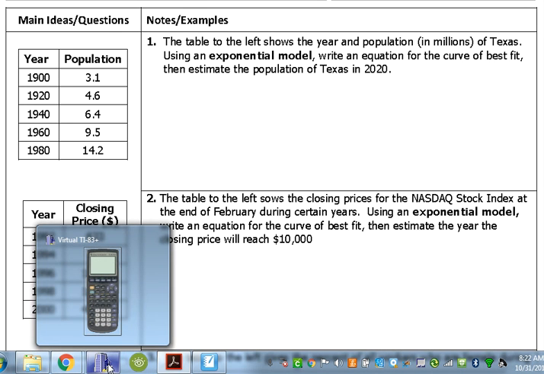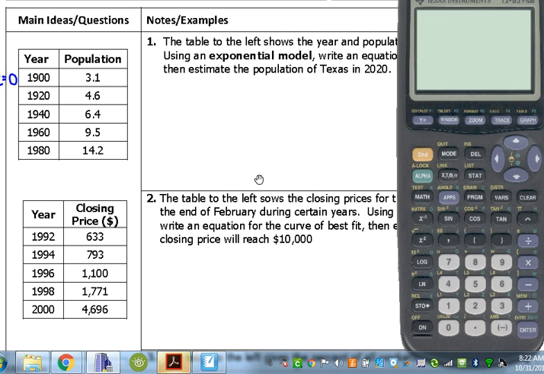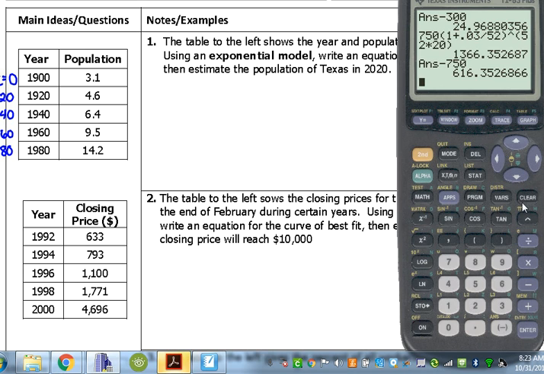So let's put our data into our table, but first of all, let me just show you something that makes things a little bit easier. Instead of typing in 1900, 1920, 1940, usually they'll tell you to do this in a problem, they'll say let 1900 be t equals 0. So we would have 0 for 1900, 20 for 1920, 40 for 1940, 60, and 80. Okay, so that's what we're going to put into our table here.